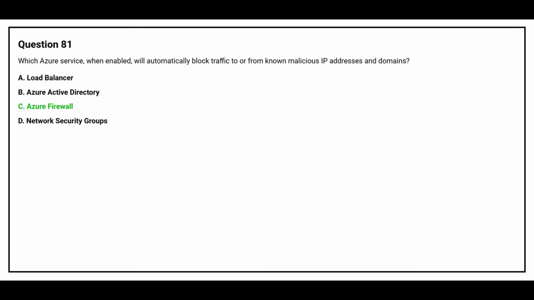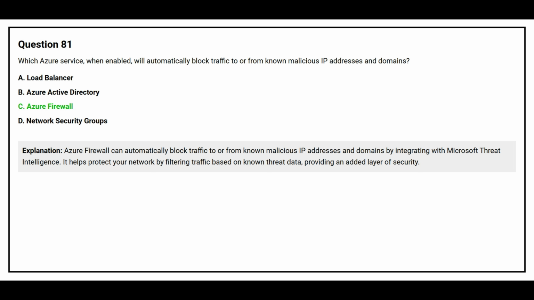The correct answer is option C, Azure Firewall. Azure Firewall can automatically block traffic to or from known malicious IP addresses and domains by integrating with Microsoft Threat Intelligence. It helps protect your network by filtering traffic based on known threat data, providing an added layer of security.